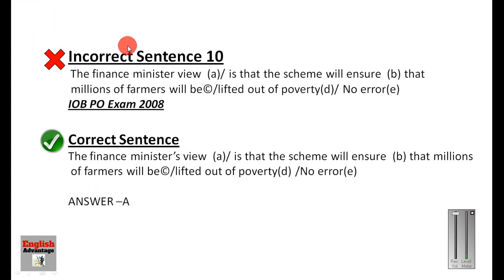Incorrect sentence number 10. This question has come in the IOB Bank PO exam 2008. The finance minister view. The view of whom? The view of the finance minister. So that is why we have to put an apostrophe S here, like this. The finance minister's view. This apostrophe S will come here. This kind of question is very common in competitive exams. So that is why I have included this question here. So the error part will be A, and accordingly the answer would be A.